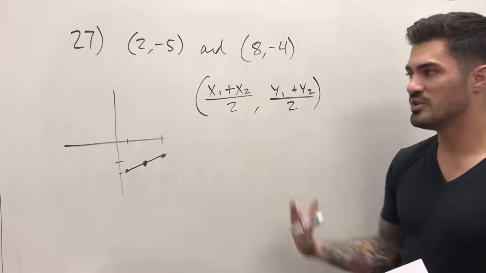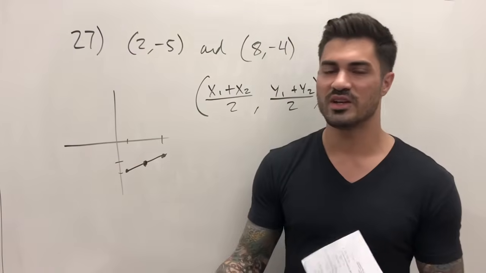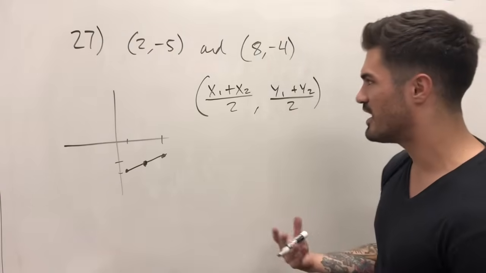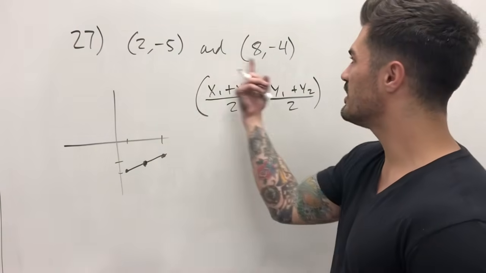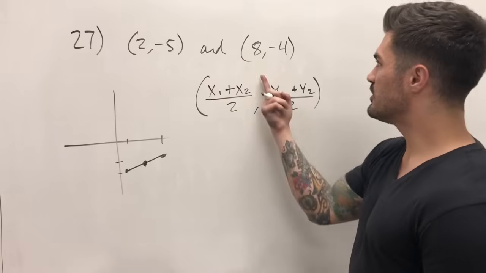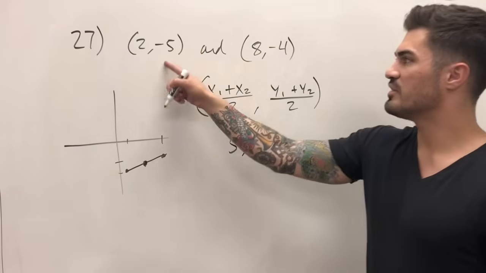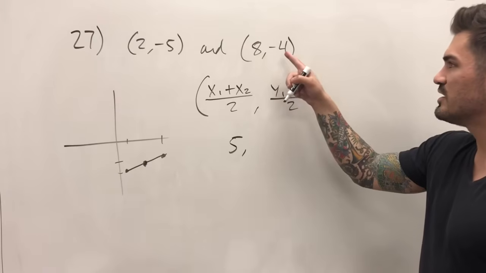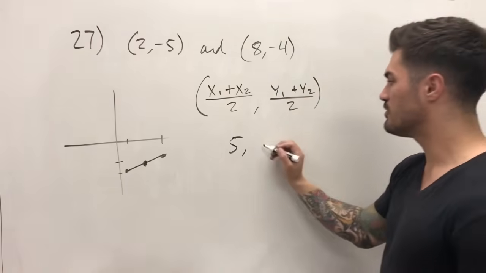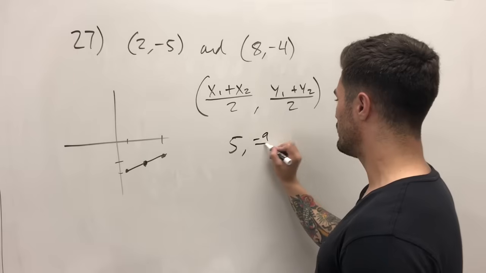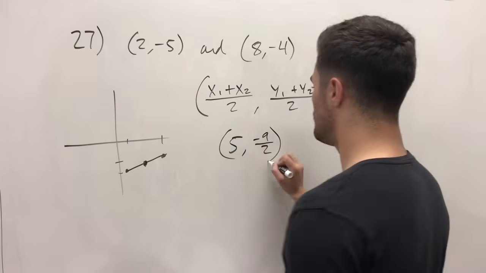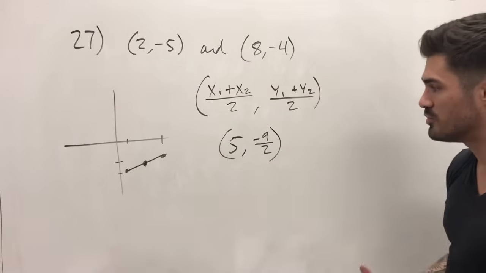There is a formula, but there's no need to memorize it if you can draw a sketch and think of it as, oh, I'm getting halfway between, I'm finding the average, right? So my x1 and x2, I have 2 plus 8, that's 10 over 2, which gives me 5. And I have negative 5 plus negative 4, that's negative 9 over 2, which gives me negative 9 over 2. So this is my midpoint of this line segment with these endpoints.